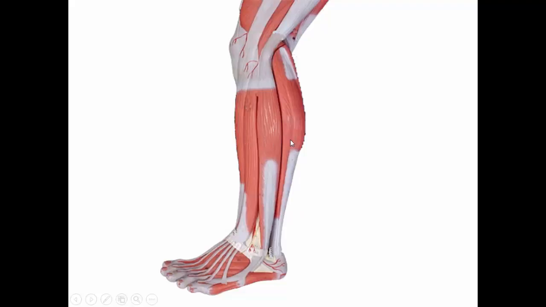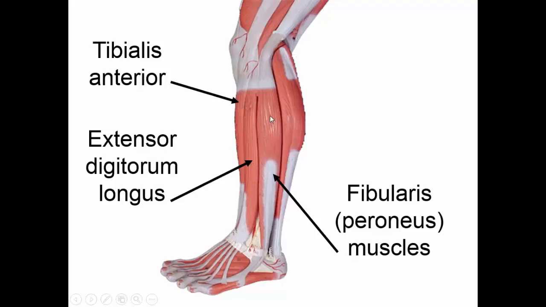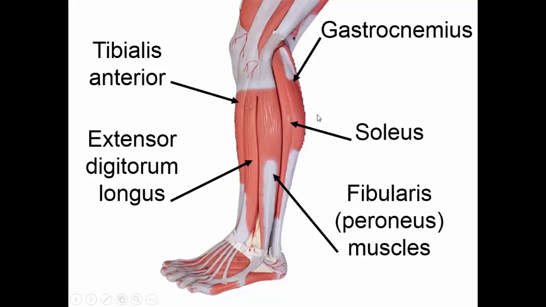Looking at this side view, and this is a lateral view, we still have the tibialis anterior and the extensor digitorum longus. This muscle is a group of muscles called the fibularis or the peroneus muscles. The fibula is the lateral leg bone, and this muscle surrounds the fibula. We then have this very flat muscle called the soleus and this large bellied muscle called the gastrocnemius.